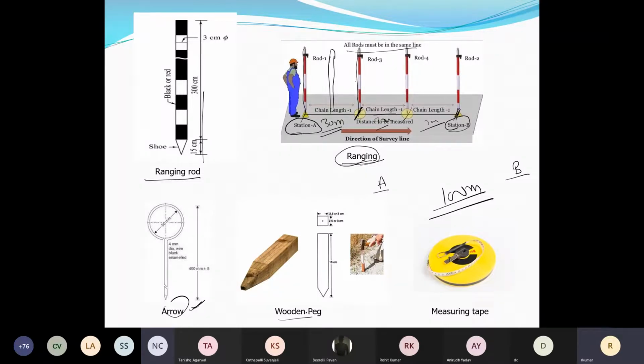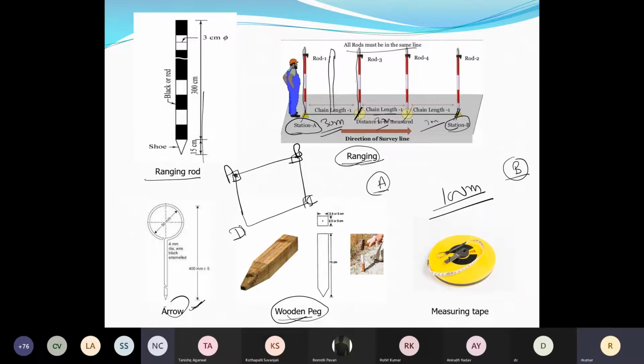Another is the wooden peg. As I said, if I start from A to B, A and B are the fixed stations. I think you have discussed in class, these are my main stations. The dimensions are given here, 15 centimeter length. So my main station should be fixed by this wooden peg. Suppose this is the area you want to survey: A, B, C, D. At A, B, C, D, I will fix the wooden peg.